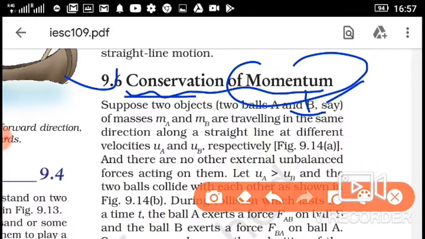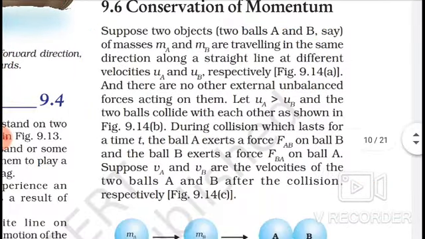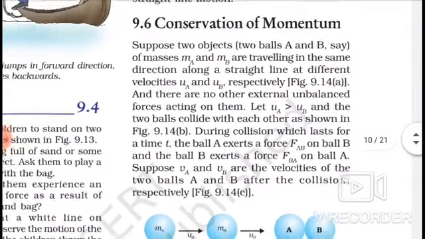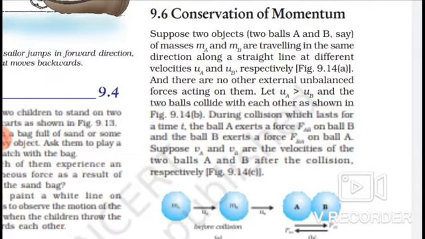Now, with the help of an example, we are going to discuss this topic, conservation of momentum. Suppose two objects or two balls A and B, of masses MA and MB, are traveling in the same direction along a straight line at different velocities UA and UB.